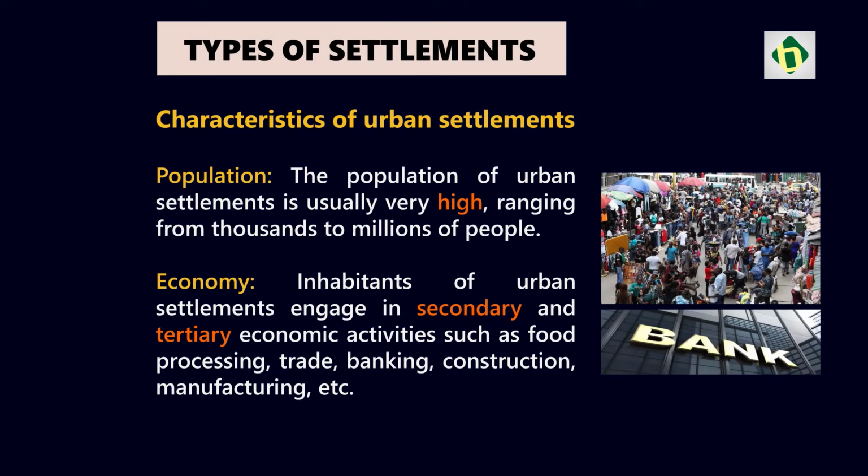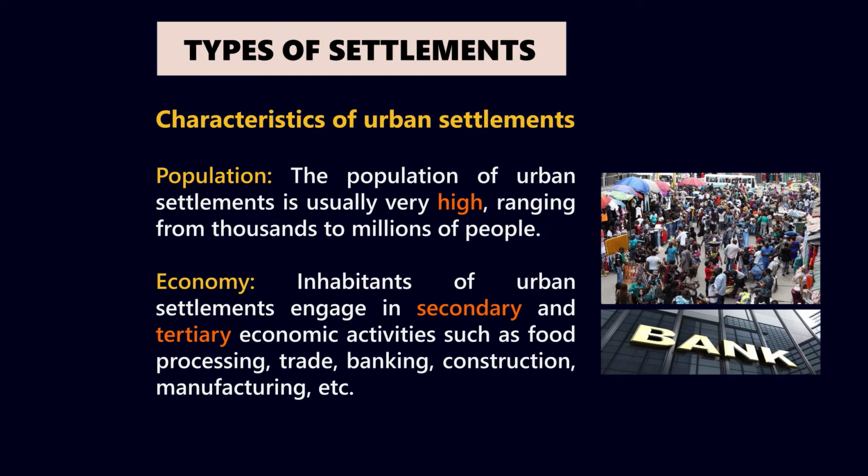Having seen the meaning of urban settlements, let's take a look at some characteristics of urban settlements. The first characteristic we'll be looking at is population. Population in urban settlements is usually very high, ranging from thousands of people to millions of people. For example, if you live in a city or a very large town, you will notice that so many people are also living there, leading to very high population.